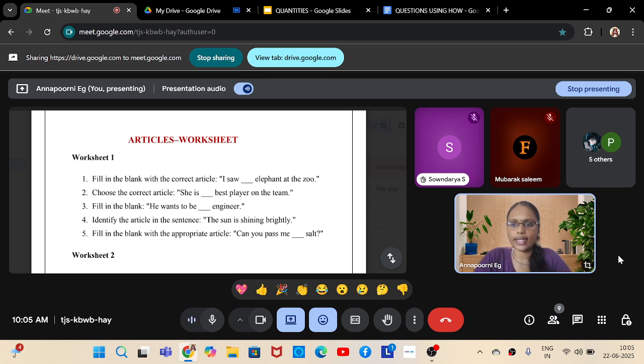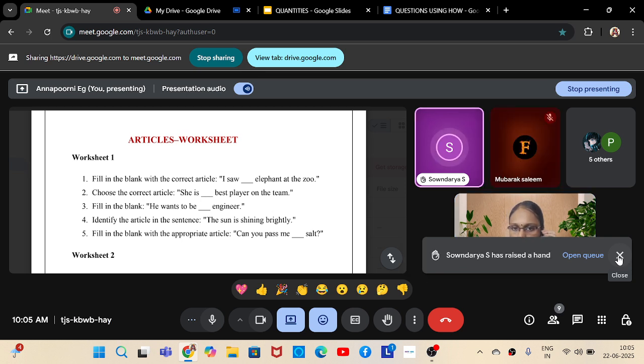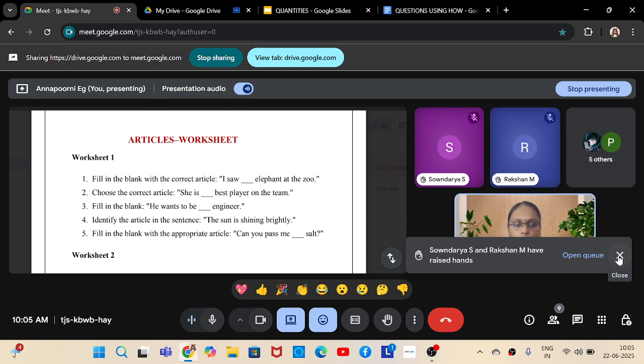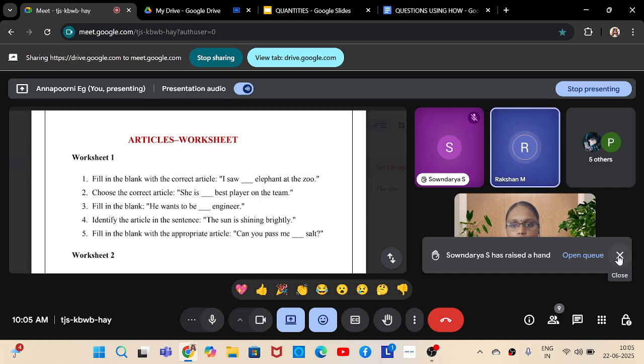Good. Now the second one, let's choose the correct article. She is dash best player on the team. Yes, Soundarya. She is the best player on the team. Very good. Okay, so best is an adjective in the superlative degree, so we are using the. Moving to the third one. He wants to be dash engineer. Yes, Rakshan. He wants to be an engineer.